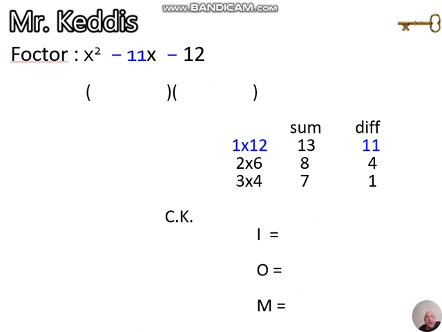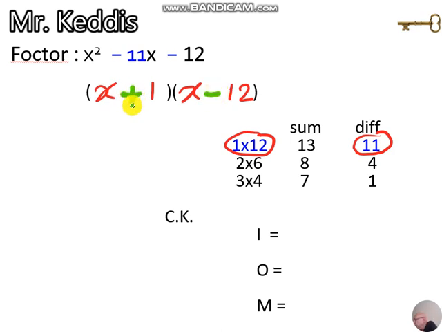To factor x squared minus 11x minus 12, here x and x. Because this is negative, I look under the difference. Where is the difference 11? It corresponds to 1 and 12. Because the sign here is negative, the signs must be different, because in multiplication, negative times positive gives negative. One is negative, one is positive.